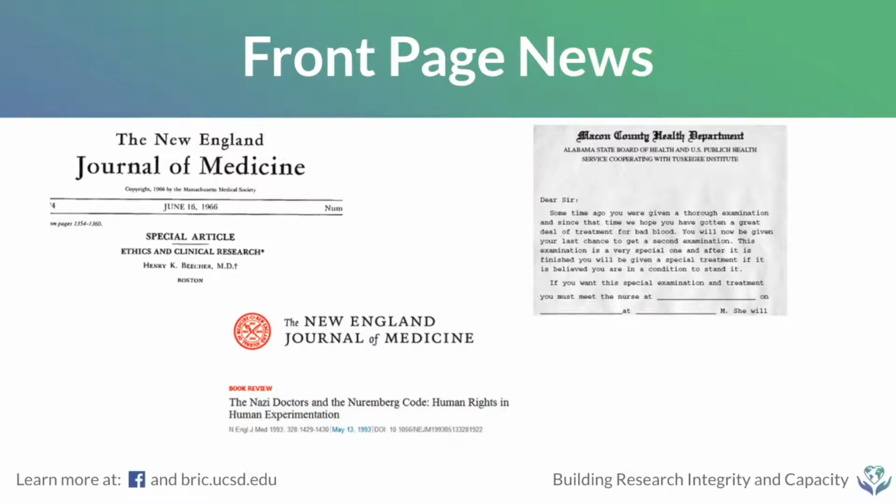Fifty years ago, certain research studies were front-page news, such as World War II crimes and the Tuskegee syphilis study. These are examples of studies that prompted the development of federal regulations to protect human subjects.